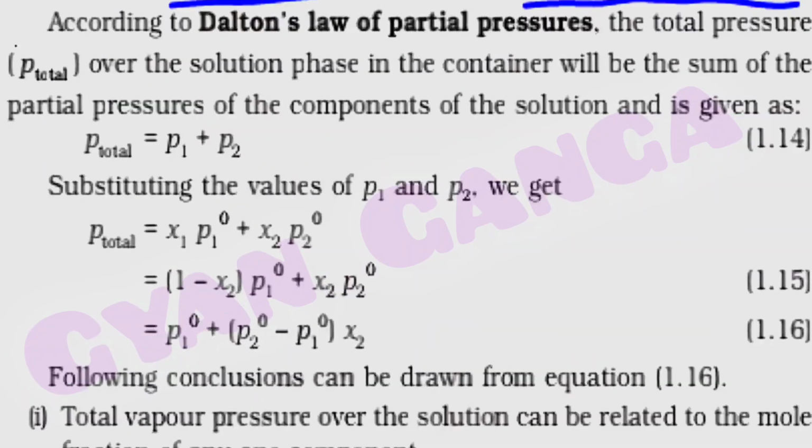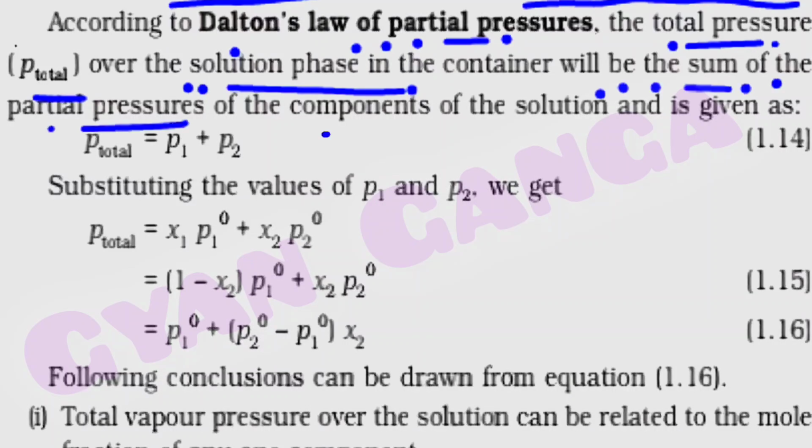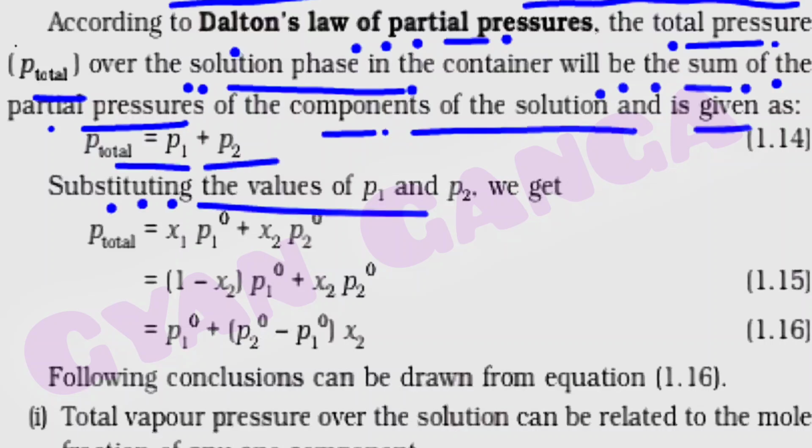According to Dalton's law of partial pressures, the total pressure P total over the solution phase in the container will be the sum of the partial pressures of the components of the solution and is given as P total is equal to P1 plus P2. Substituting the values of P1 and P2, we get P total is equal to X1 into P1 naught plus X2 into P2 naught, which is equal to 1 minus X2 into P1 naught plus X2 into P2 naught, which gives P total is equal to P1 naught plus P2 naught minus P1 naught into X2. The following conclusions can be drawn from equation 1.16.